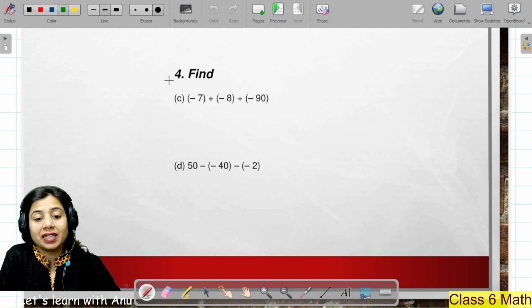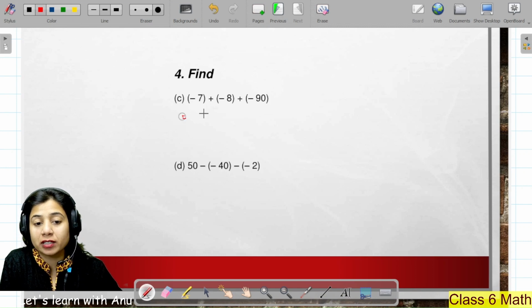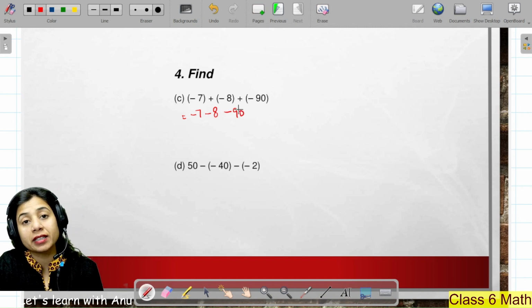Moving to C part, minus 7 plus bracket minus 8 plus bracket minus 90. So again, let's remove the brackets first. So it's minus 7, minus 8 and minus 90. Because outside the bracket, all the signs were positive, so inner sign was maintained.